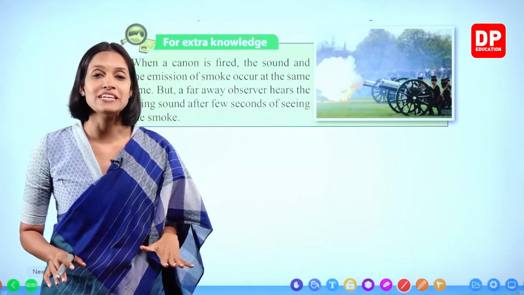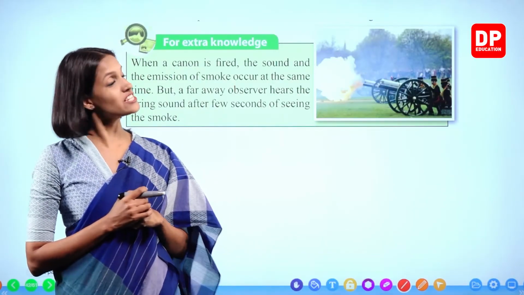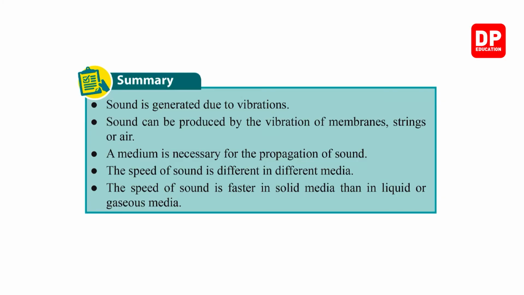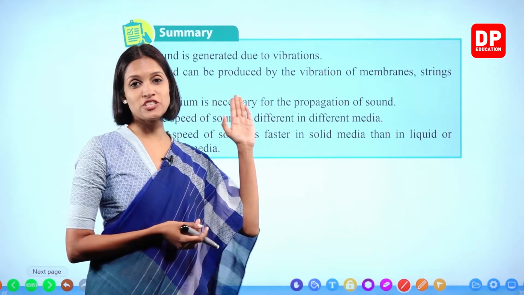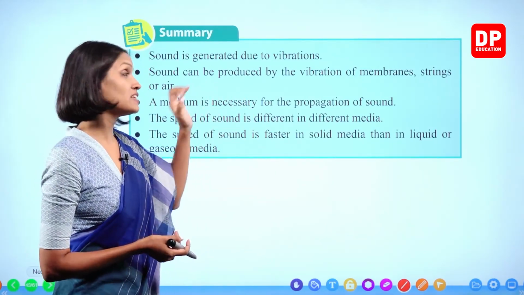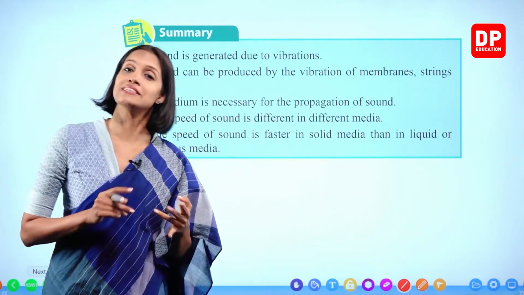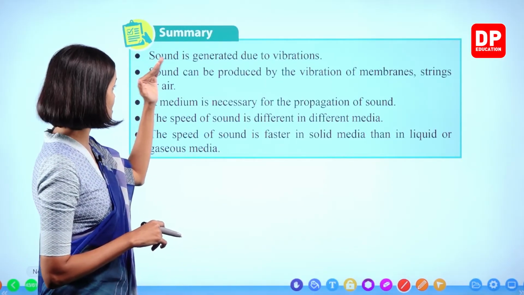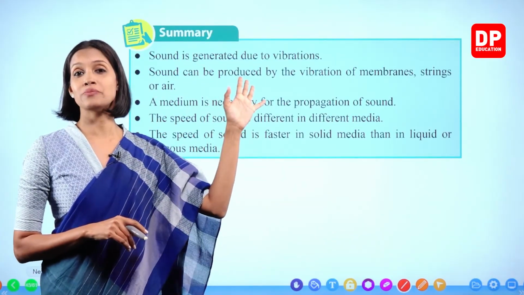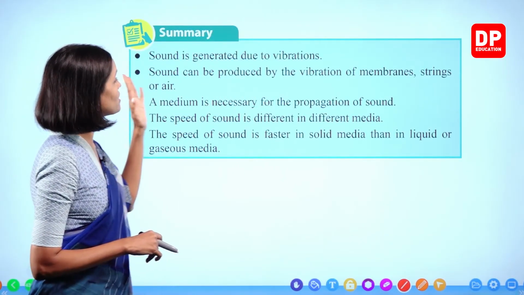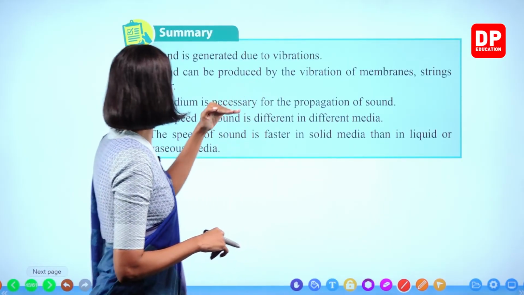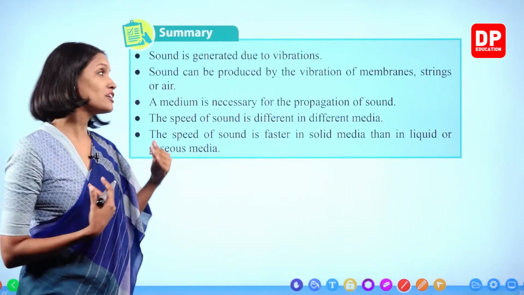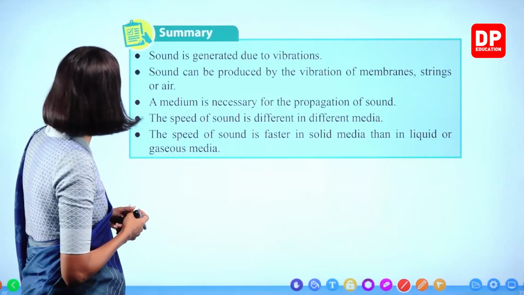So we have completed the entire lesson now. Right, children? So let's go see the summary to see what we have learned so far. Sound is generated due to vibrations. In this lesson, we learned under two main topics, the generation of sound and the propagation of sound, right? Sound can be produced by the vibration of membranes, strings or air. We learned that there are different types of musical instruments according to the way they vibrate, okay?